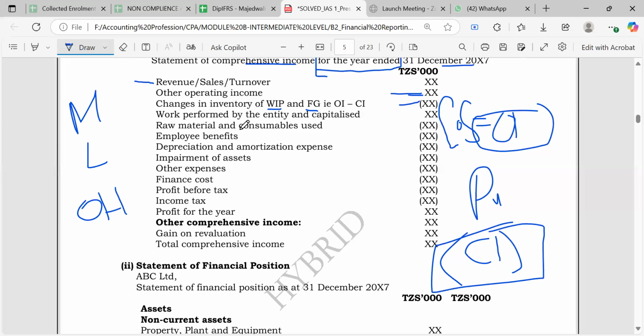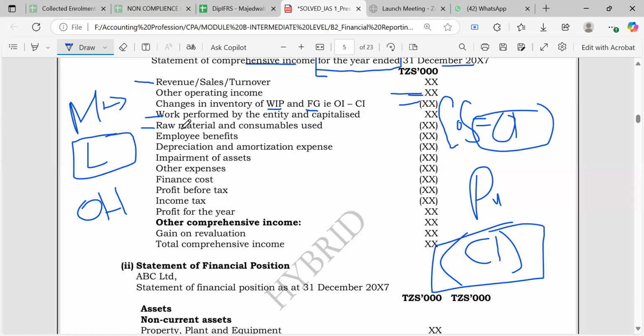So it's like they've just broken it down. You can see down here, what are we told? Work performed by the entity and capitalized. You could say this is the labor cost. Is it wrong? Work performed by the entity and capitalized. You could just visualize it that way. Yes, labor. And then raw materials and consumables used. Isn't this materials? So, these matters are usually very simple. If you just focus and try to reason, each and everything is written for a reason, right?